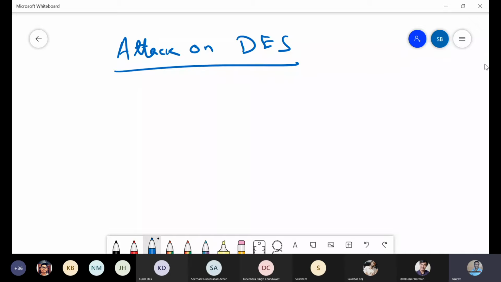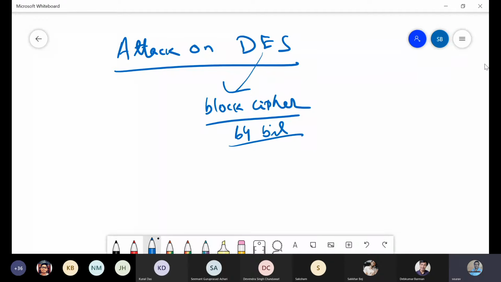DES is a block cipher, and a block cipher is a symmetric key encryption. It is a 64-bit block cipher with 16 rounds, and the key size is 56 bits.